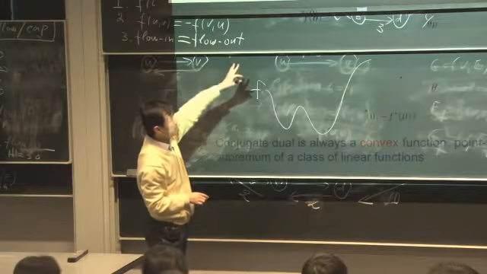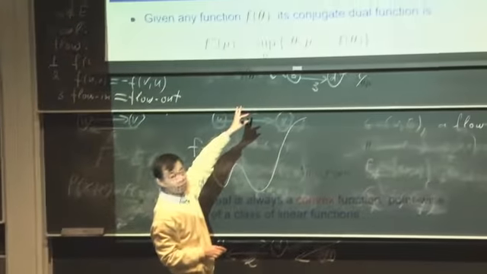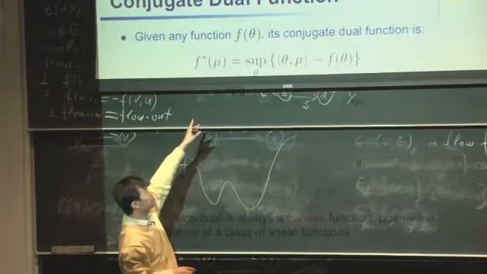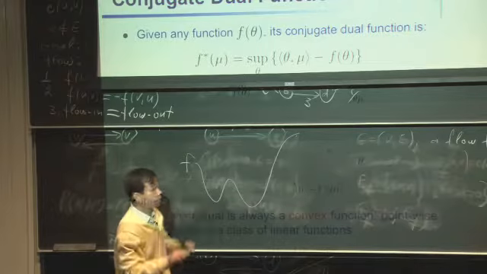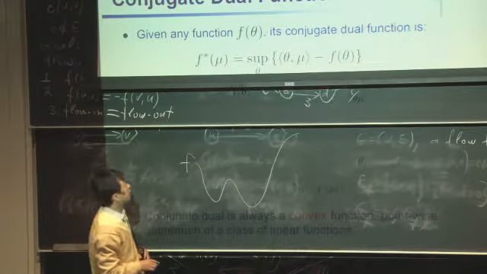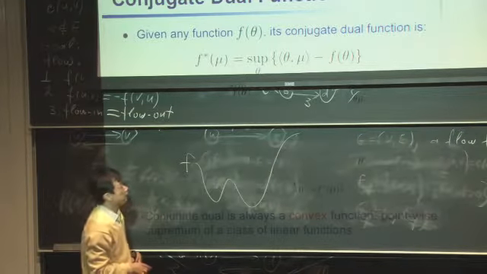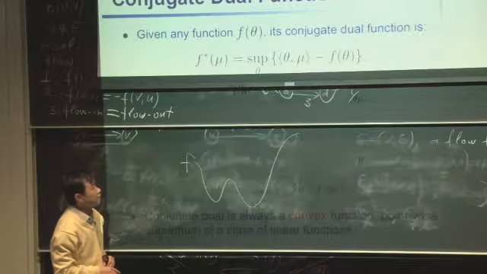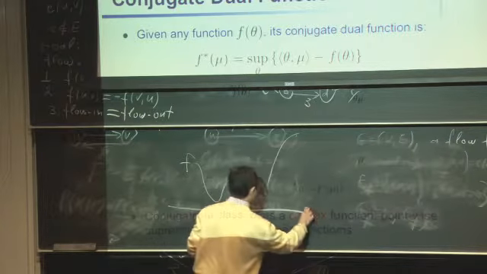It is defined just by this. It is a supremum of a linear term, theta times mu, minus f of theta. Theta is the argument in the original function. Mu is a new, free parameter, which is the argument in the dual function. So what does this mean? What is theta times mu?